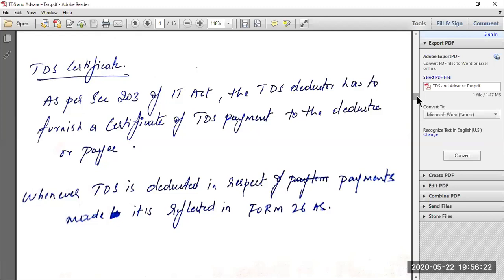Now again in case of individuals and companies also, whenever TDS is deducted in respect of any sort of payments, it will be automatically reflected in a form called Form 26AS. In case of salaries, you can also view the amount of TDS deducted in Form 16 and Form 16A.